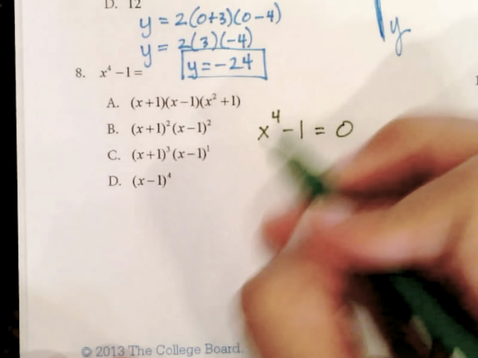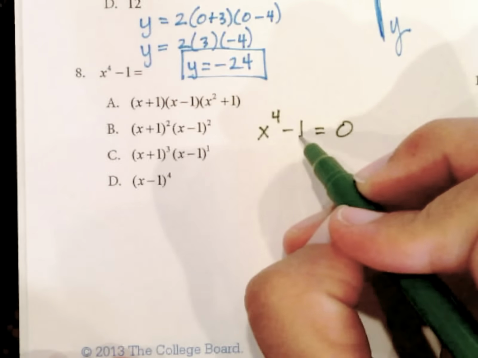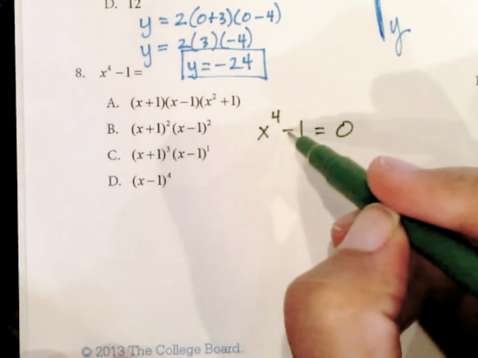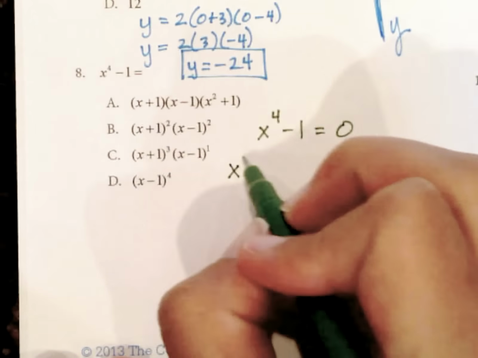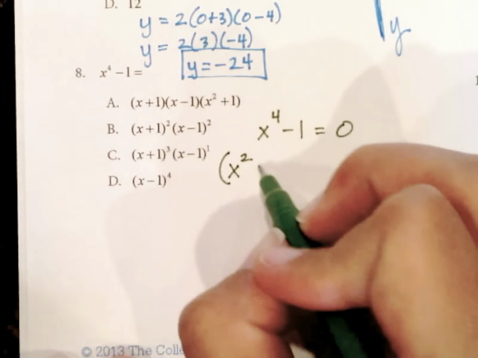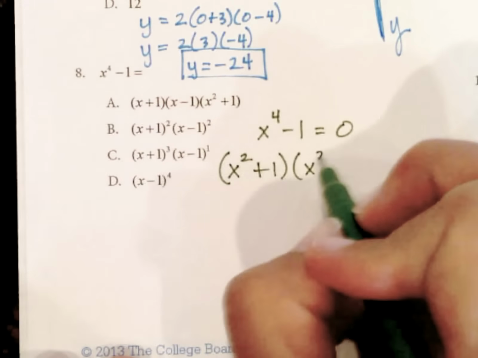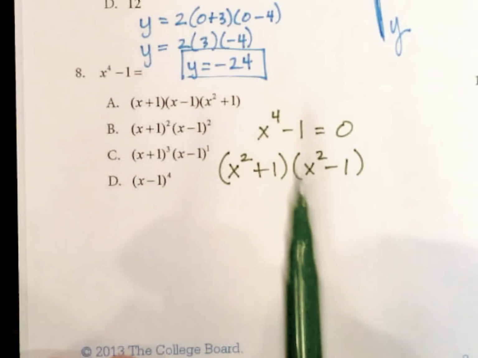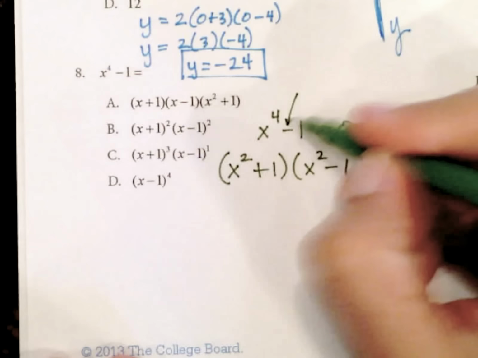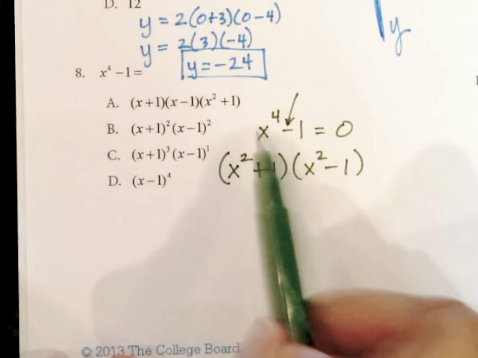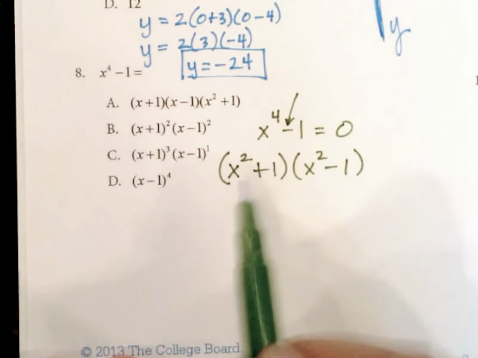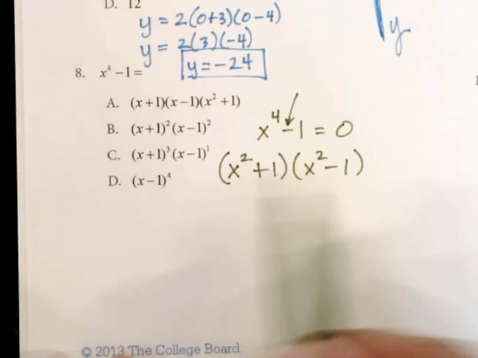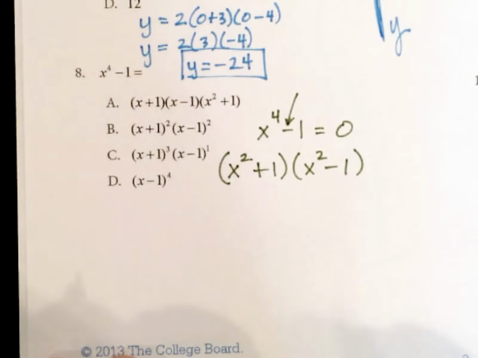This is x squared times x squared. This is 1 times 1, and there's a difference. So what we can do is say x squared plus 1, x squared minus 1. This is the rule. This is what you do when you have a difference of two squares, x squared and this is 1 squared. So we take x squared times x squared, 1 times 1, and it'll give us this back.